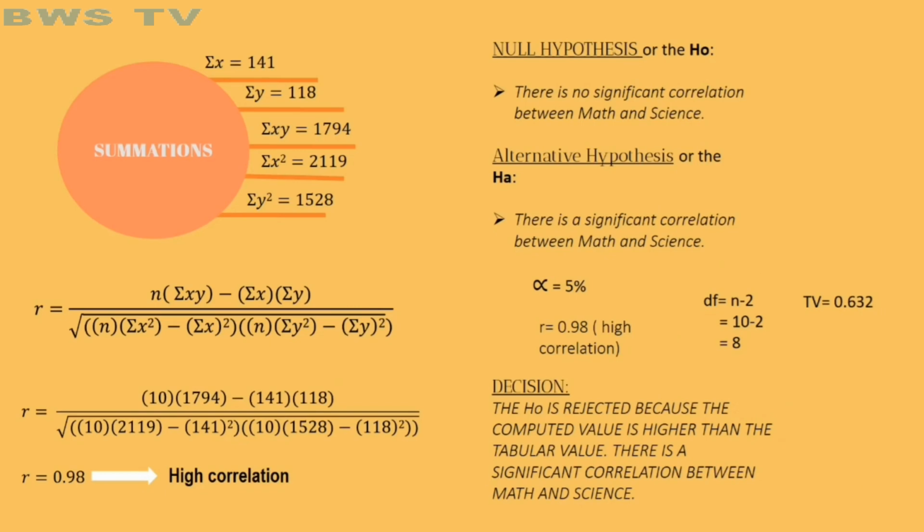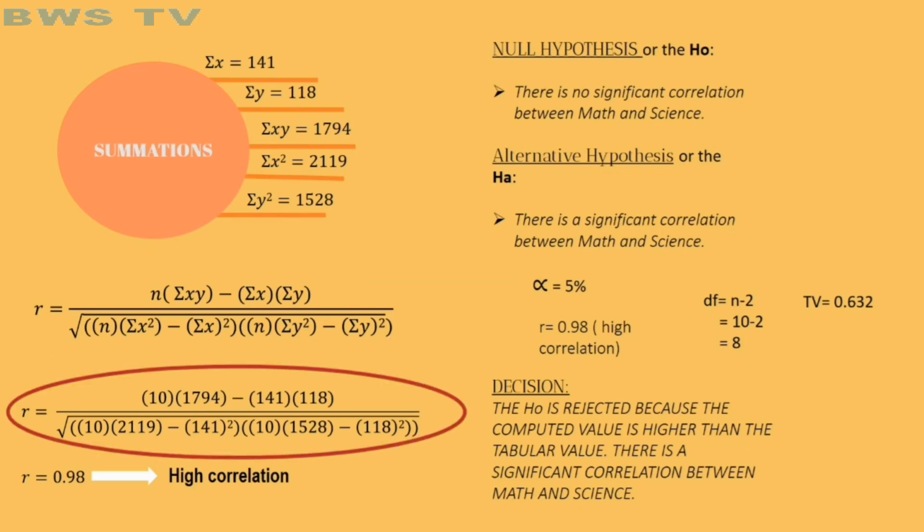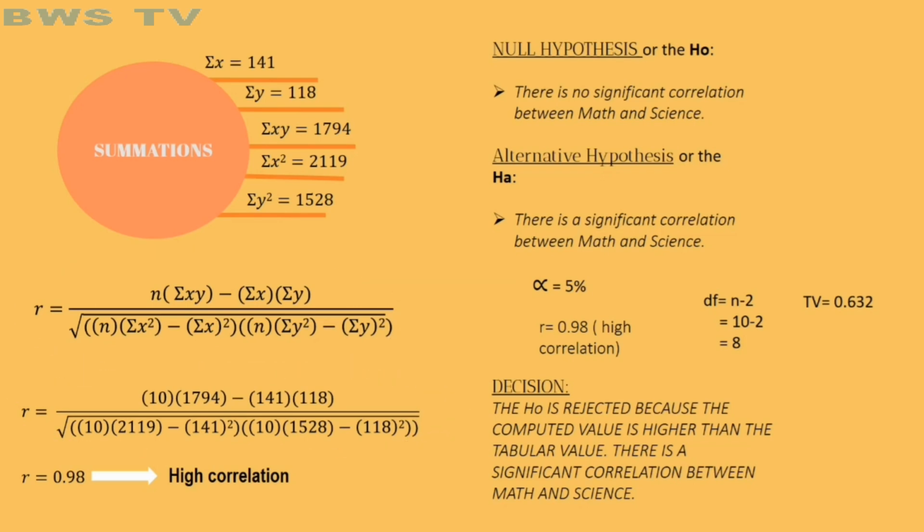Summation of x is 141. Summation of y is 118. Summation of xy is 1794. Summation of x squared is 2119. And summation of y squared is 1528. Use the formula and then substitute. After substituting, input it in the calculator and you will get 0.98, which falls under high correlation.